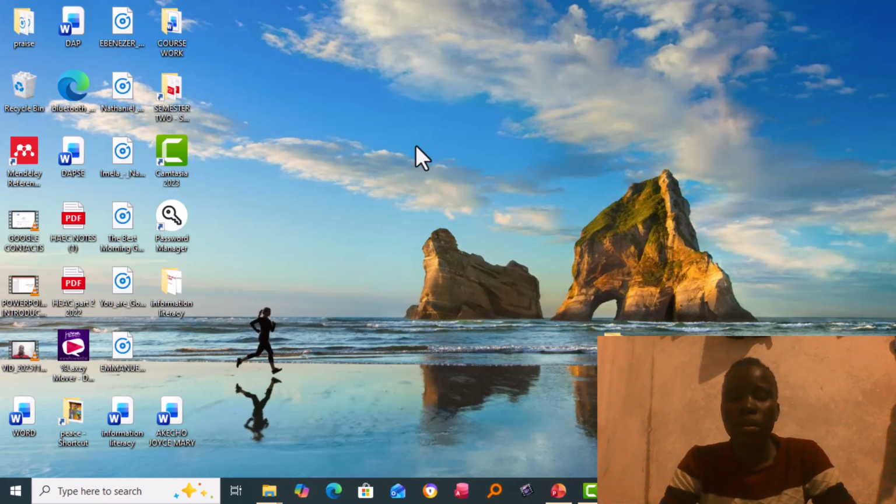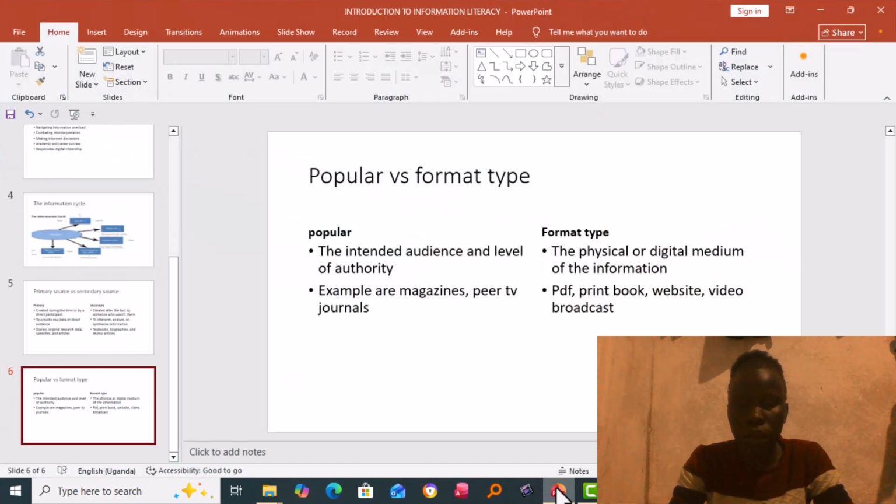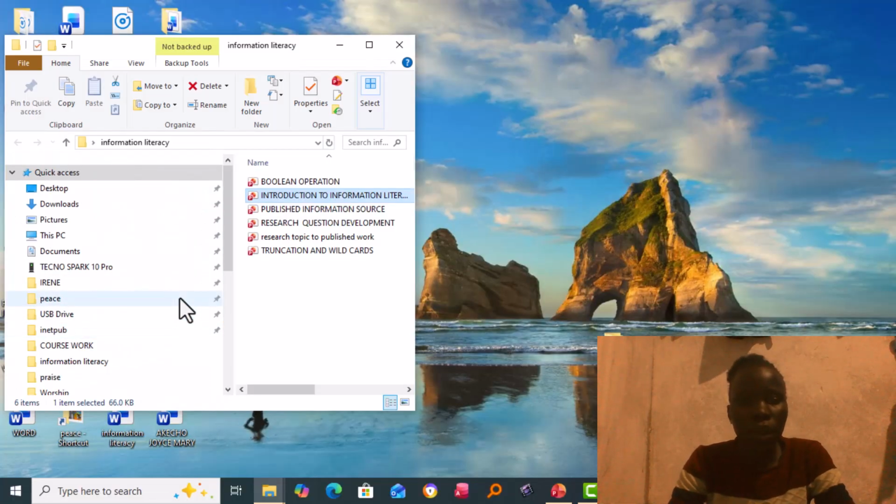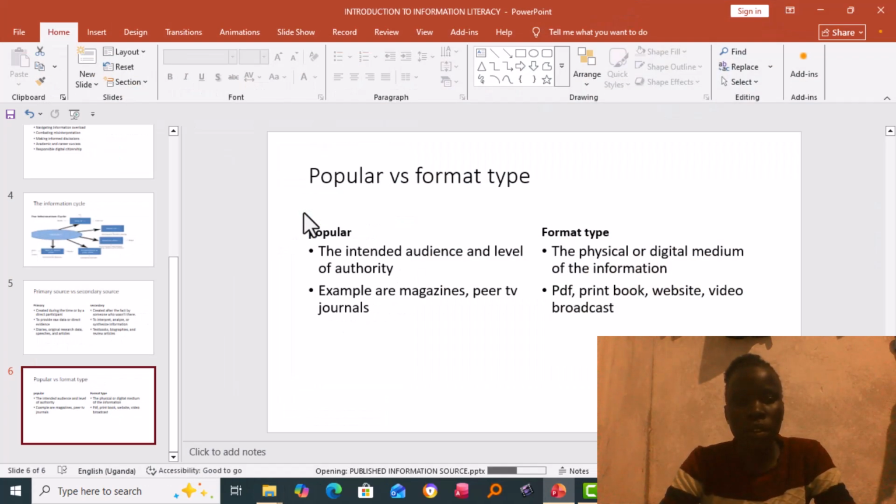We are going to learn information literacy, and today we are not going to look at the introduction to information literacy, but a different thing. So what are we going to look at today? Let us go straight to our work. The other time we looked at the introduction to information literacy, and today I want us to look at the published information sources.